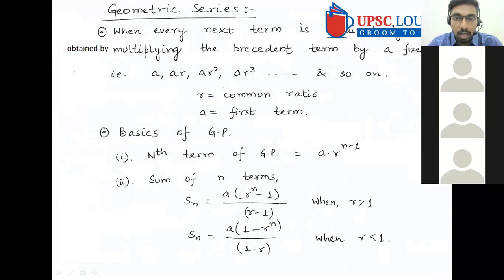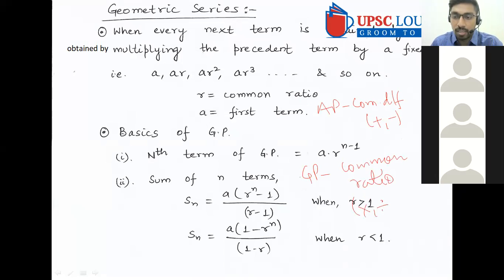After this, we will cover the GP, geometric progression. In the AP, we were discussing the common difference, which will be either plus or minus. But in GP, we will discuss the common ratio. So the ratio will be either multiplication or division. Fine. So this is the very basic difference between your AP and GP.